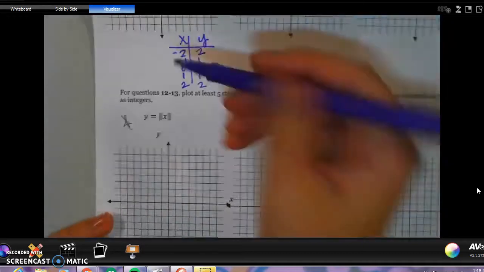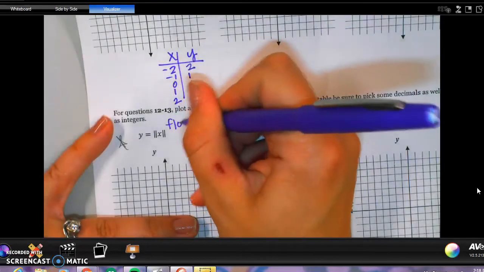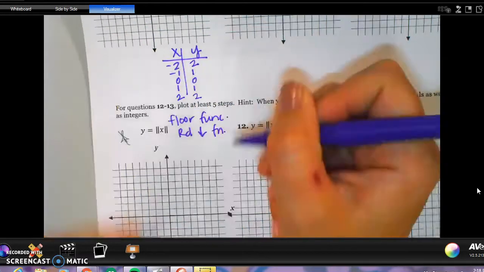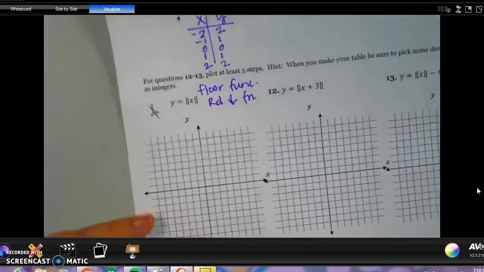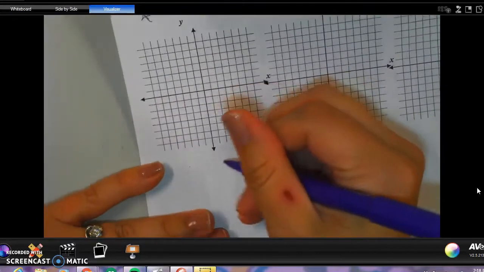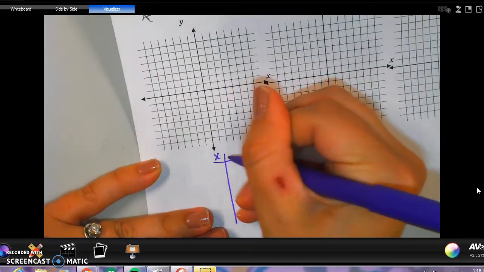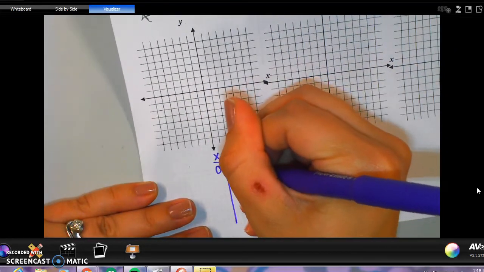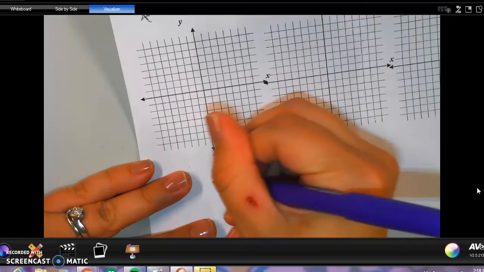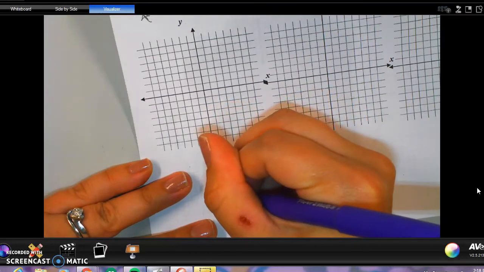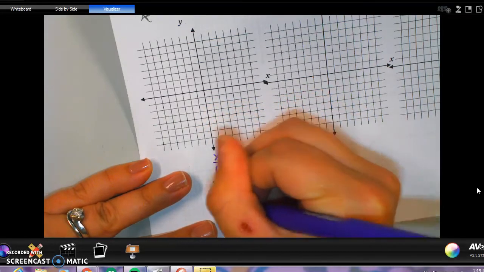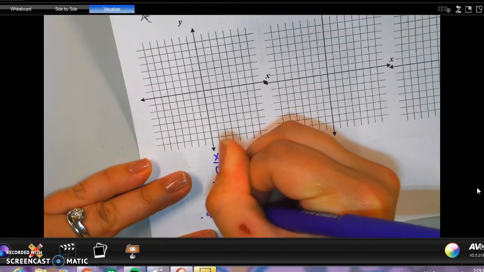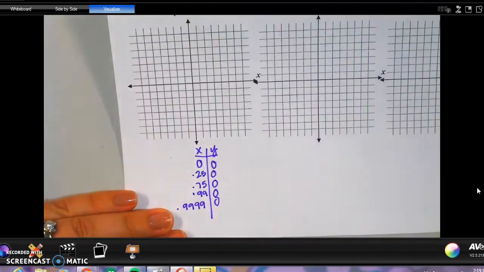This other one I have started here is called the floor function or the round down function, because no matter what number you pick, you're always going to round down. So we are going to make a table that has some decimals, and this one's a little bit confusing. So if I pick 0, I'm going to round down to 0. Let's say I pick 0.25, I round down to 0. 0.75, I round down to 0. 0.99, I round down to 0. Okay, as close as I can get to 0, I'm always going to round down to 0.